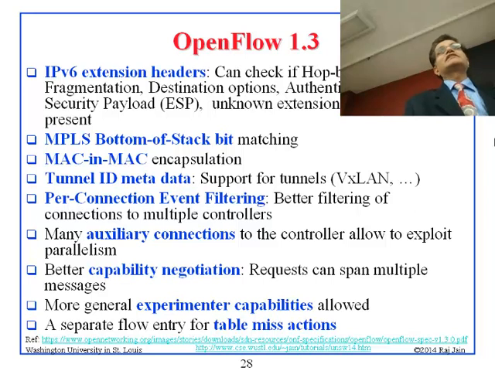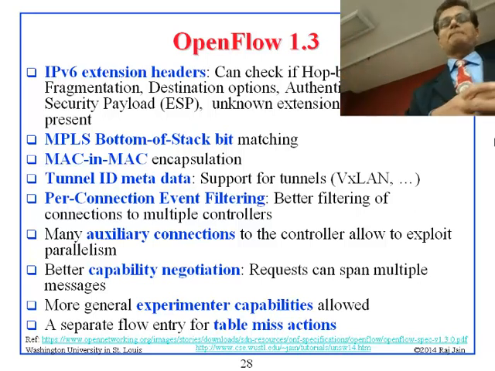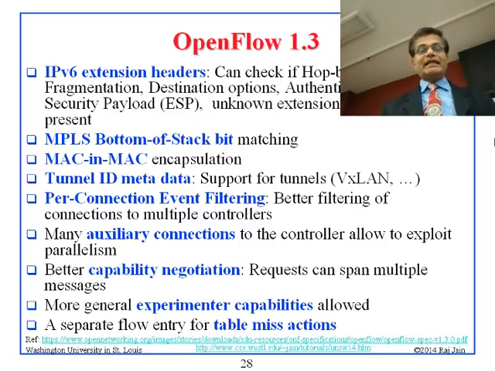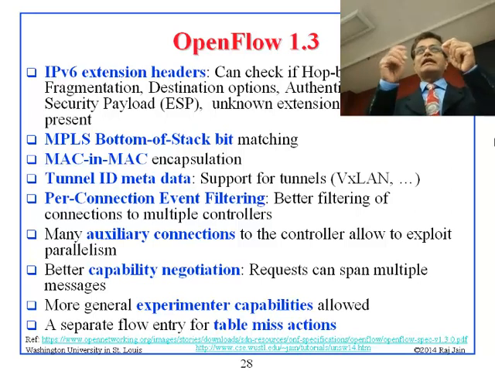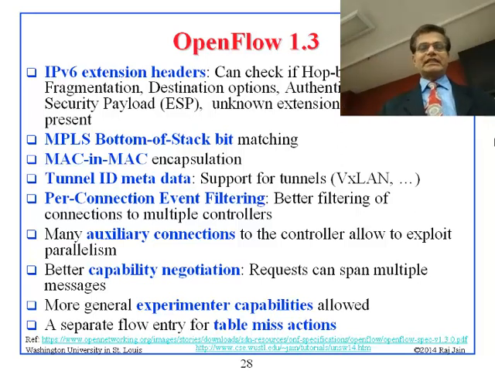OpenFlow 1.3. Still, IPv6 was not fully done, so IPv6 extension headers can be handled by 1.3. And you know that basically IPv6 has lots of extension headers, right? MPLS was not fully done because there is a label stack, but at the end of the label stack, there is a bottom of the stack bit. So that is handled here in 1.3.